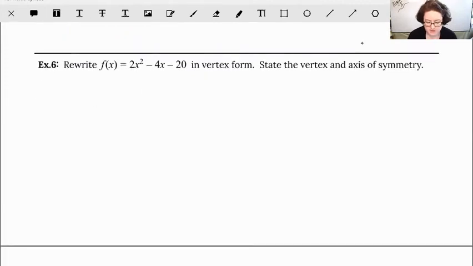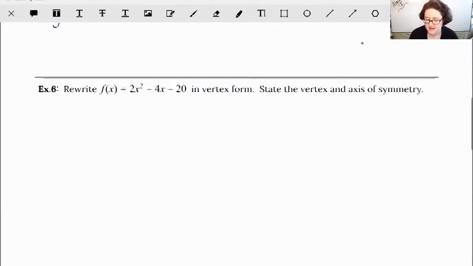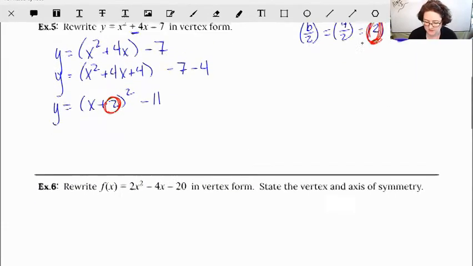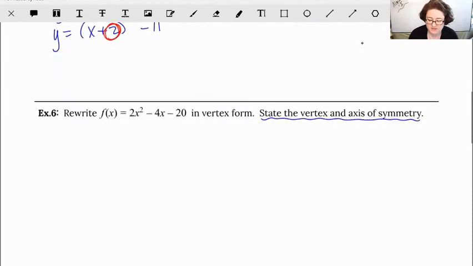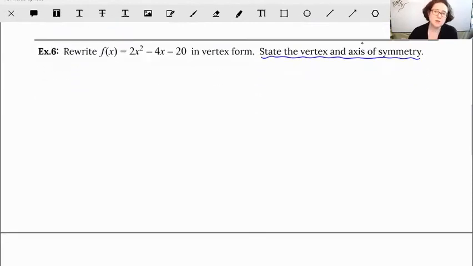Example 6: rewrite f of x equals 2x squared minus 4x minus 20 in vertex form. This one has an extra piece of info. Like all the rest of them were just state in vertex form, but this one says now state the vertex and axis of symmetry. And again, the whole point of these kinds of problems is if I can take this equation and turn it into my vertex or transformational form, I can just read off the vertex and figure out what the axis of symmetry is without even touching the graph.